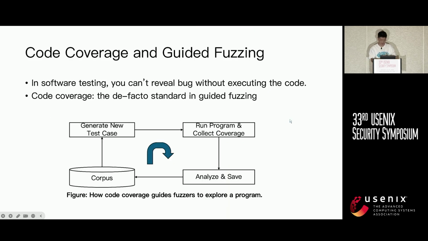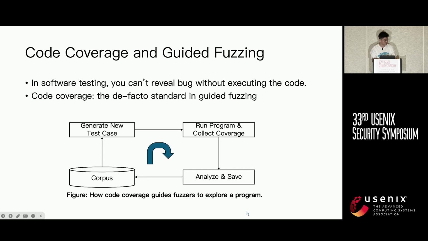Code coverage is an essential part of software testing. In any case, code must be executed to trigger the underlying bug. This is particularly important in the case of guided fuzzing, a type of automated testing that identifies potential bugs and vulnerabilities by maximizing code coverage with novel test cases.